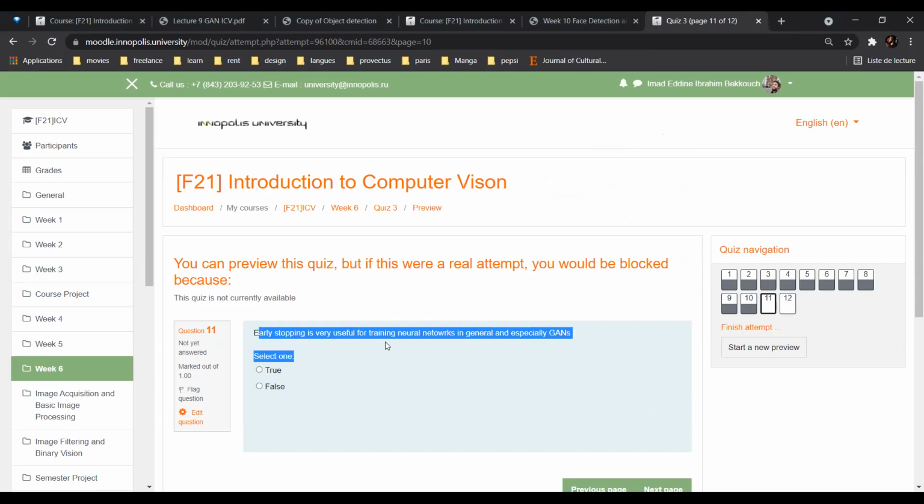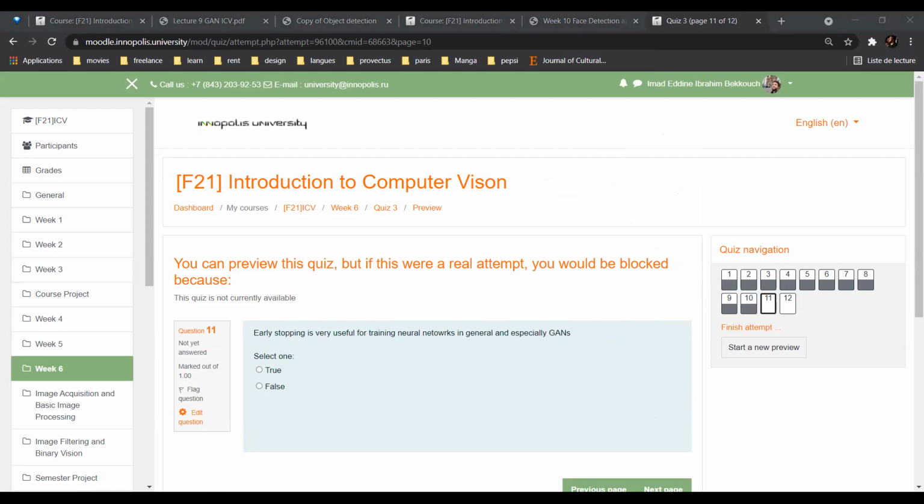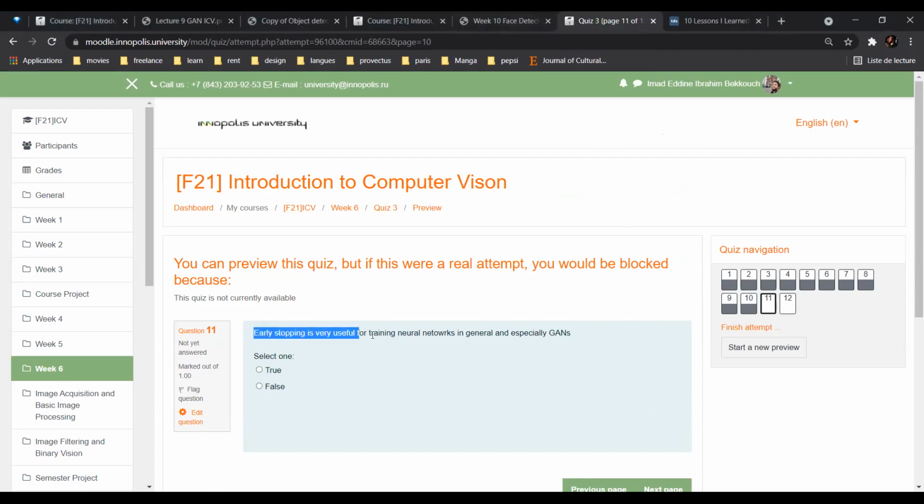Next is early stopping. Okay, this was part of the reading that I gave you yesterday, but it's also something that we spoke about yesterday. So early stopping is very useful for training neural networks. This is a correct statement in general, and especially for GANs. This is a very wrong statement.